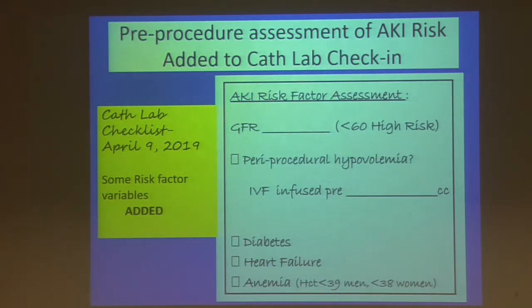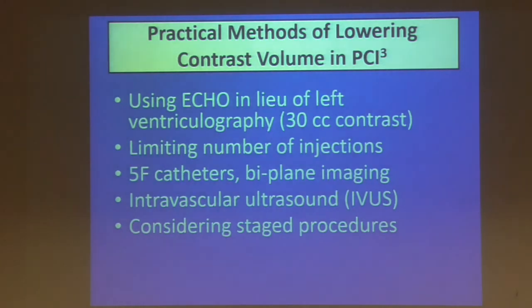We also added some acute kidney injury risk factors to our pre-procedural check-in. So the nurse looks at the labs, writes that GFR here. Does the patient have any peri-procedural hypovolemia? And how much of that IV fluid that was hung prior to arrival to the cath lab is gone? Did that patient get adequate hydration? Well, that's a whole other day, but we are working on hydration protocols. Does the patient have diabetes or heart failure or anemia? Those are also additional risk factors that should be communicated to the physician and the team pre-procedurally.